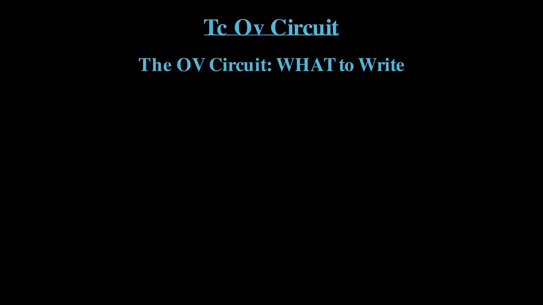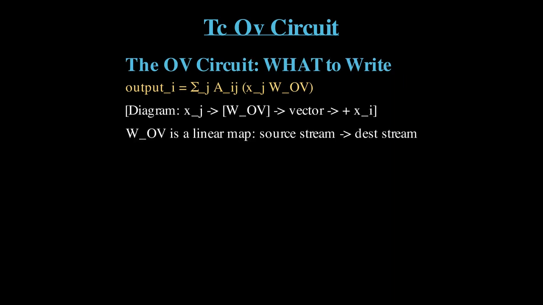Next, we have the OV circuit, which is responsible for what information gets moved. Once the QK circuit computes the attention pattern A, the head's output at a destination position i is a weighted sum. It's the sum over all source positions j of the attention score A_ij times the source vector x_j projected by the matrix W_OV. So, W_OV is a linear map. It takes a vector from a source token's residual stream and transforms it into a new vector. This new vector is then added to the destination token's residual stream. Every piece of information transported by attention is processed through this single matrix.